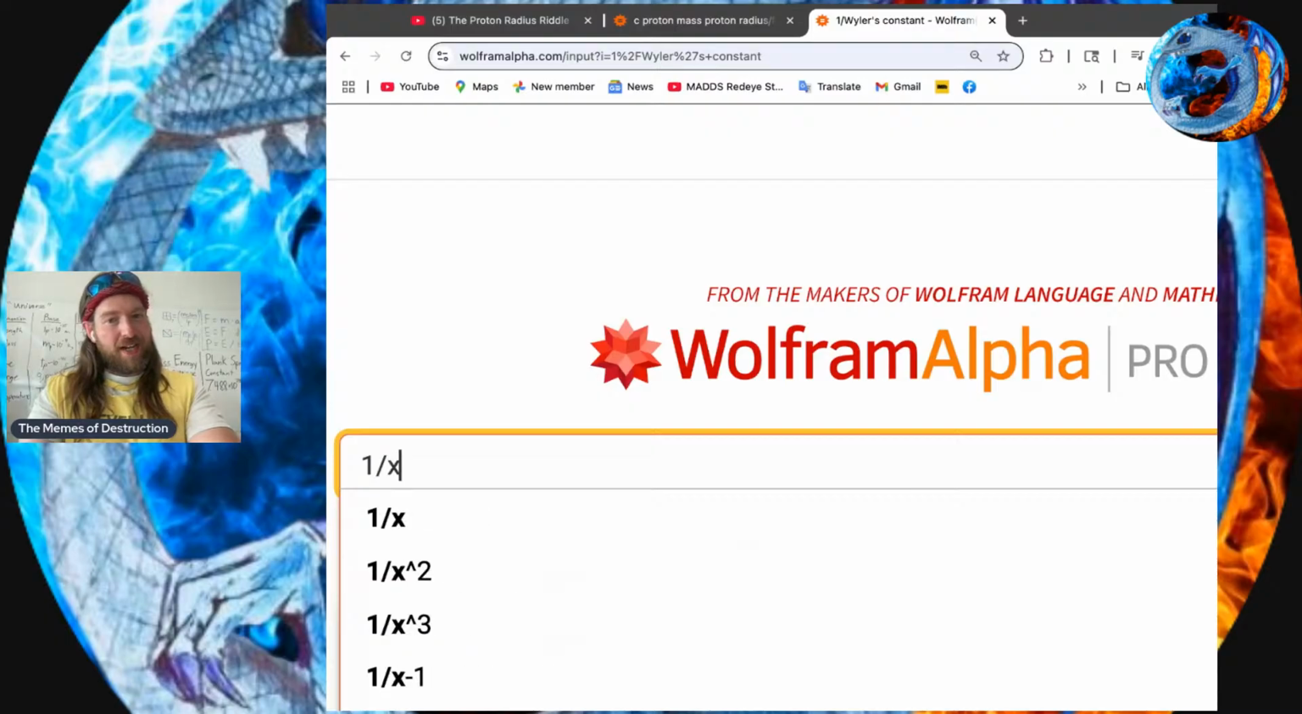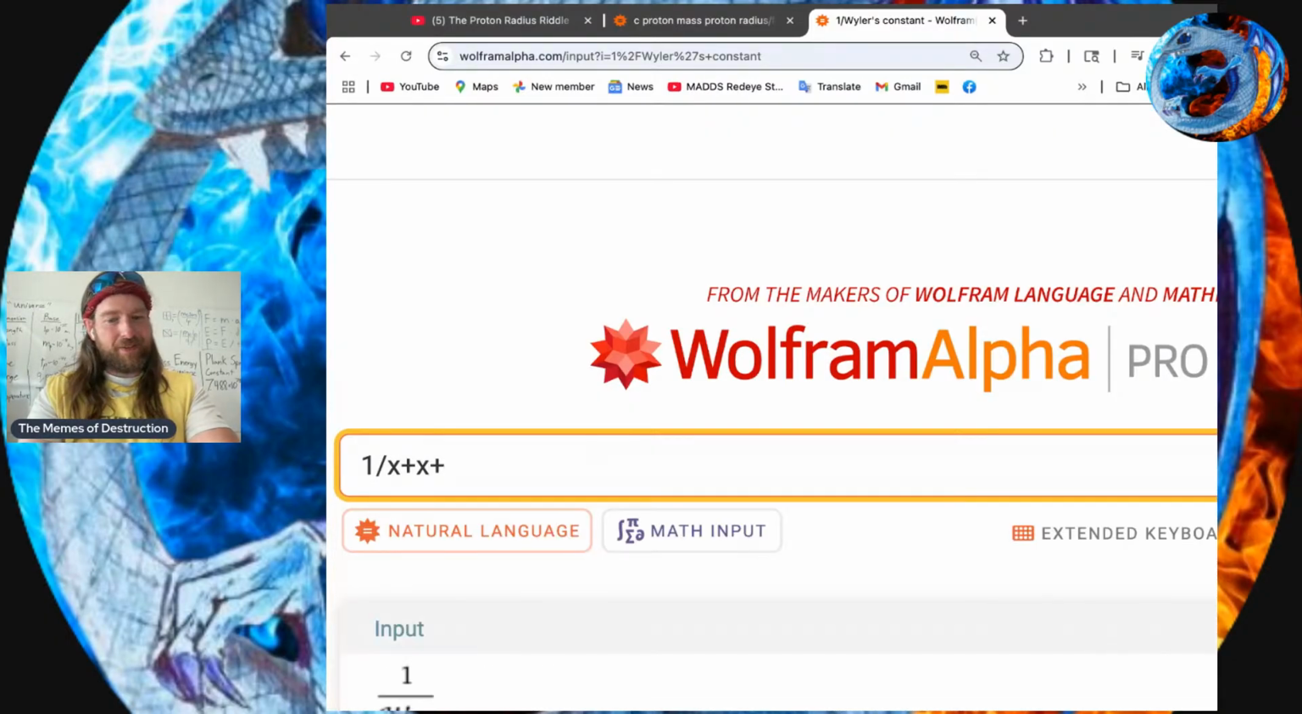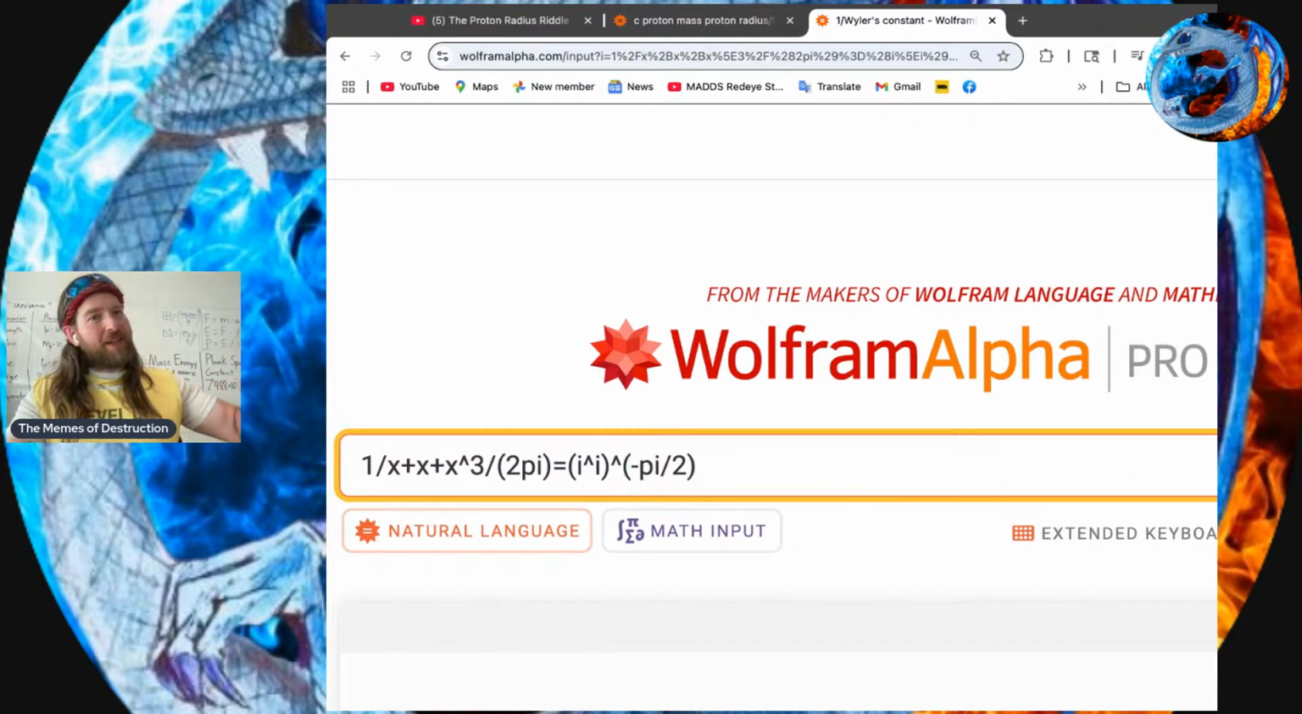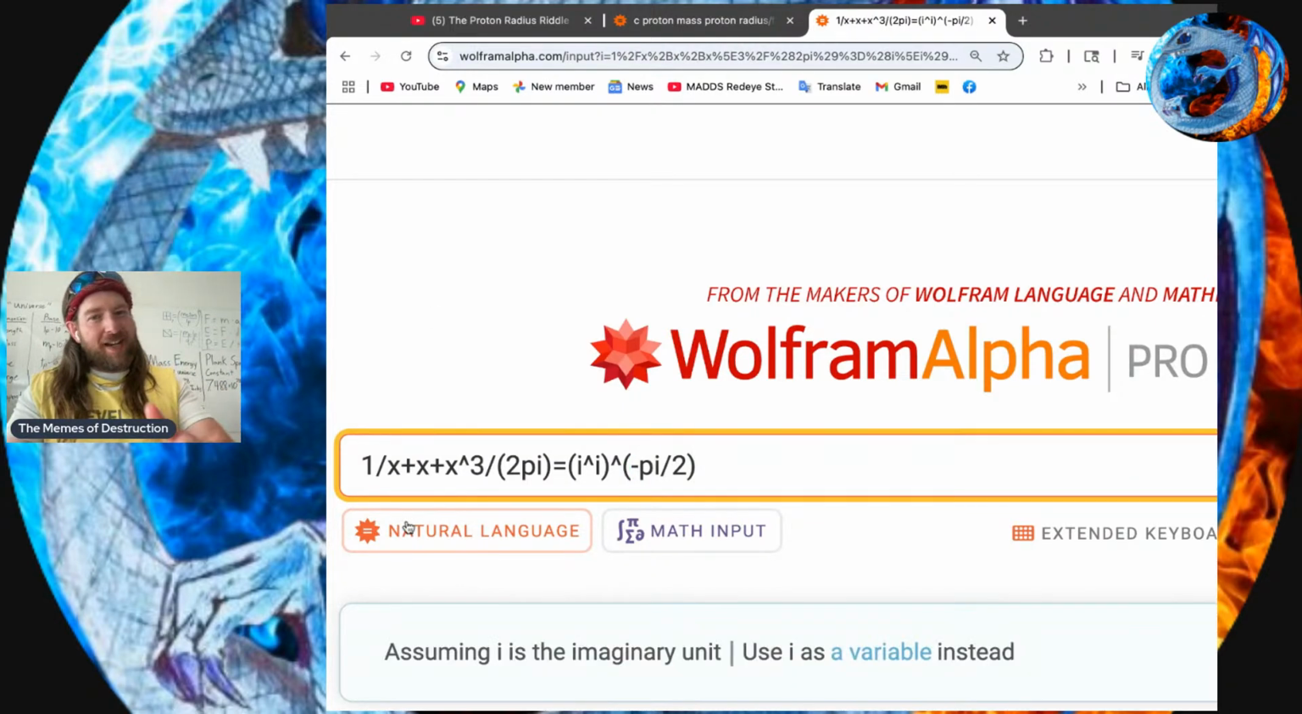Thad basically just adjusted the algebra, but he has this expression over here, which is 1 over x plus x cubed divided by 2 pi, and that's all set equal to i raised to the i raised to, I'm going to put it this way, you can rewrite this in different ways, negative pi divided by 2. Okay. So basically this was an expression where de Vries had taken the square root of these numbers before to basically get the fine structure constant as it's generally presented today.